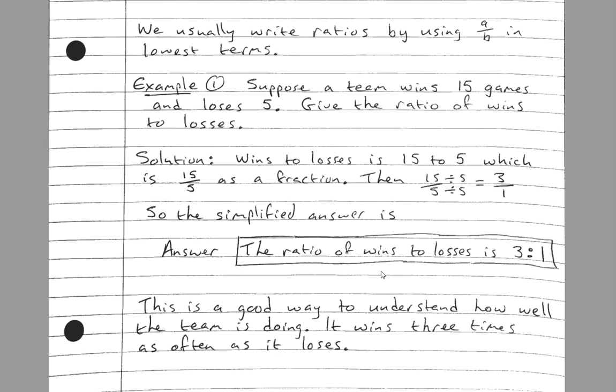All right, and you can see why this is useful. It's helping us understand how well this team is doing. So we can see here it's winning 3 times as often as it's losing. We have this ratio of wins to losses, 3 to 1.